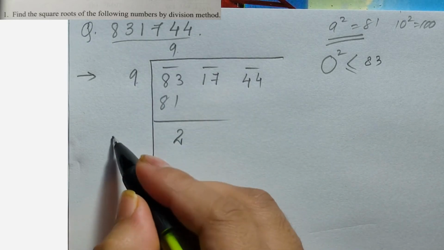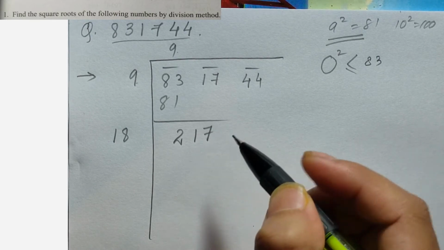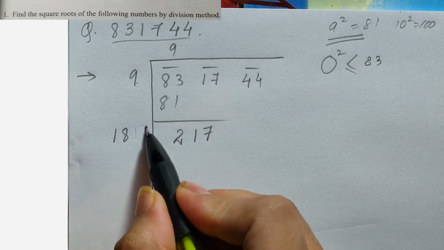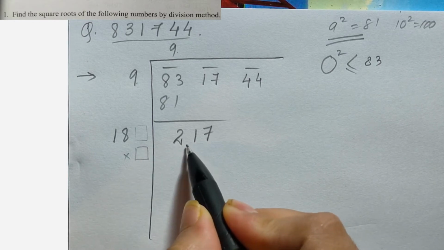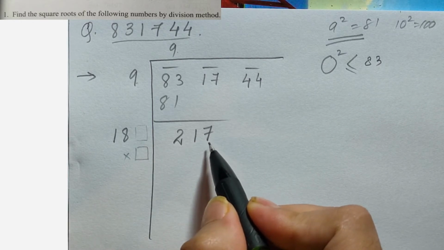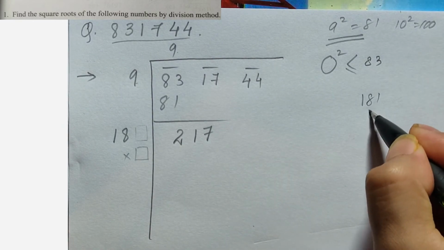Now 9 plus 9 is 18. Now let's bring this 2 number down. Now we have to find one number here such that when it is multiplied with the same number, we get something equal to 217 or less than 217. Okay, so let's see, 181 into 1.